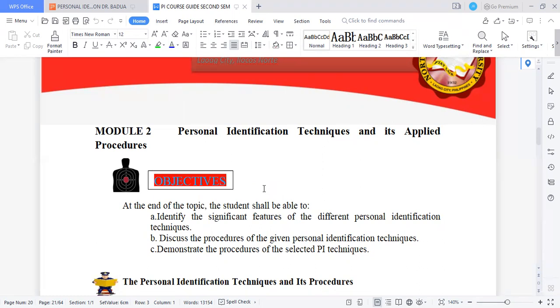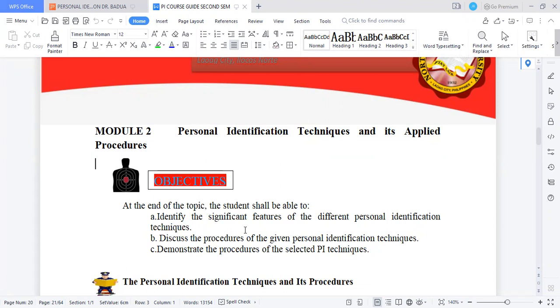So we will be having module 2, which is entitled Personal Identification Techniques and its Applied Procedures. And the objectives of this module 2 are the following. This would enable the student to identify the significant features of the different personal identification techniques and discuss the procedures as well as the demonstration of the procedures of the selected PI techniques.